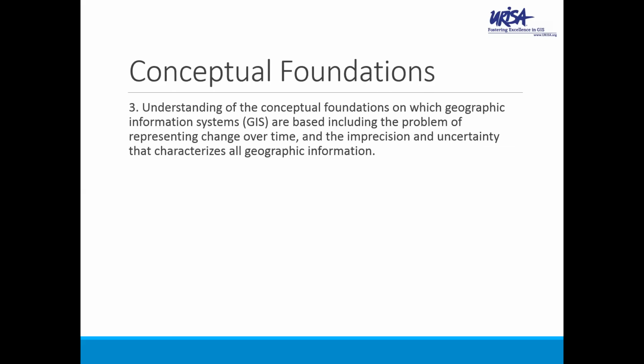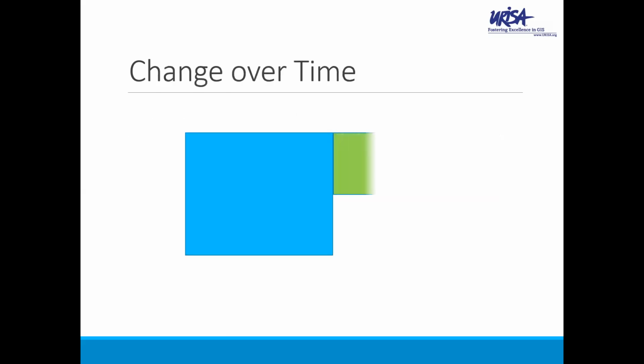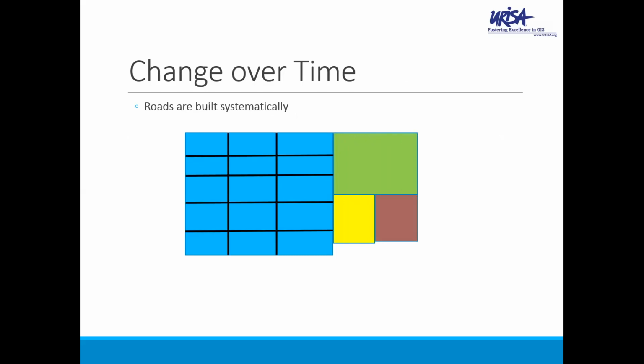So let's go on. Our third item under the conceptual foundations is understanding the foundations on which GIS are based. And this includes some of the problems that we face in real life. For example, change over time. This can be a critical issue in many applications. Right, so we know that cities expand typically, in most cases, in an uneven way. Areas get annexed and subdivisions get built and that sort of thing. And then roads get built, and they're built usually in some systematic way, so they make sense and they tie in together.